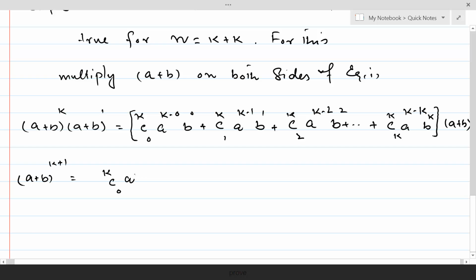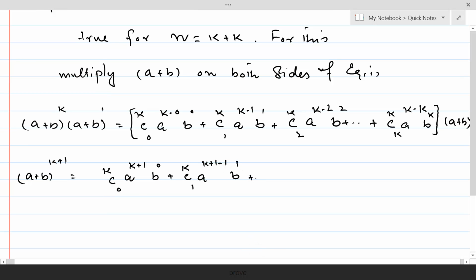So this will become equal to kC0 a^(k plus 1), because when we multiply by a, the power will be increased by 1, b^0, plus kC1 a^(k plus 1 minus 1), because we are again increasing the power of a by 1, b^1, plus kC2 a^(k plus 1 minus 2) b^2, plus so on, plus kCk a to the power, since k minus k gets cancelled, this will simply become a into b^k. This is when we multiplied with a.